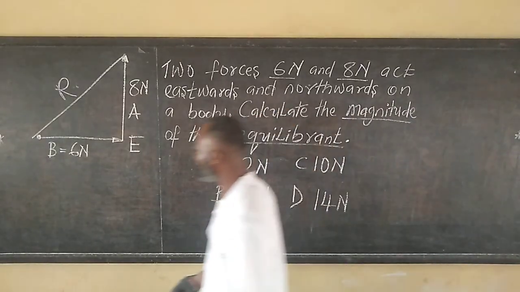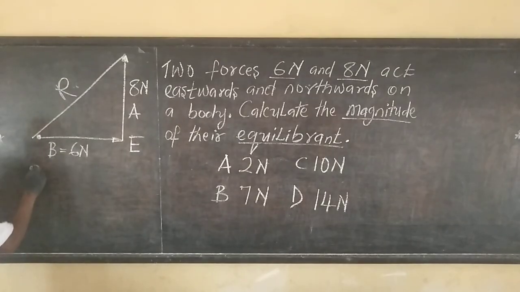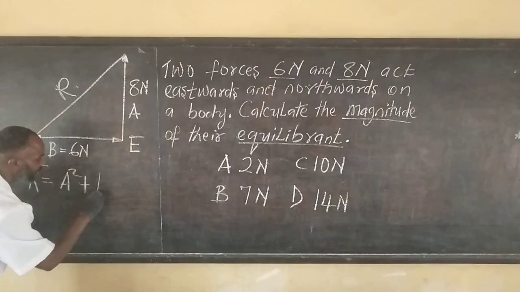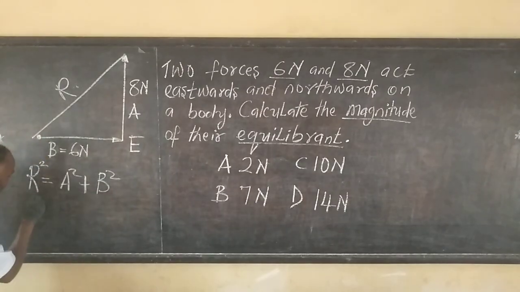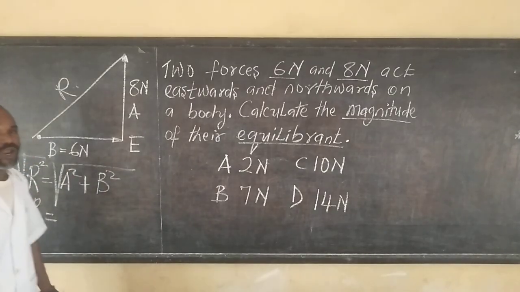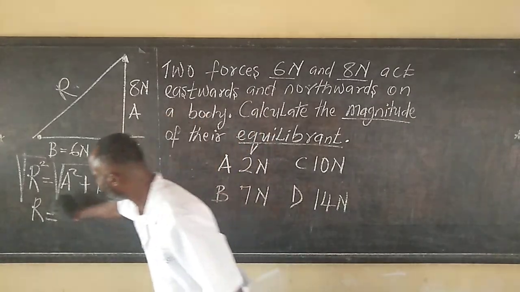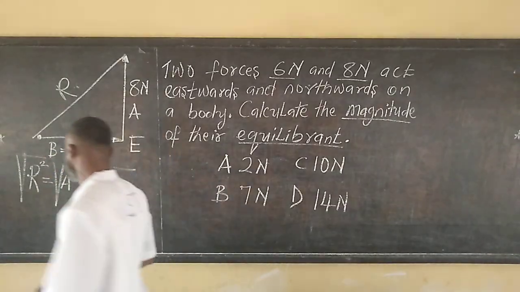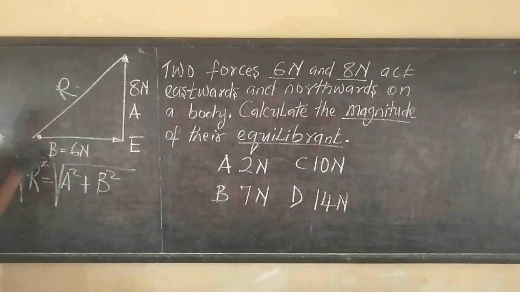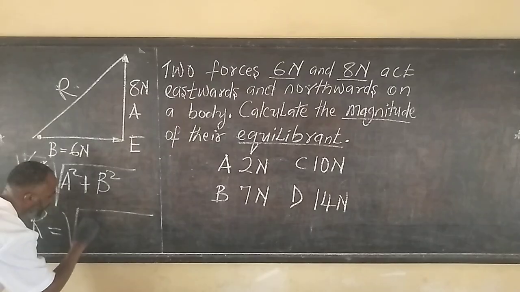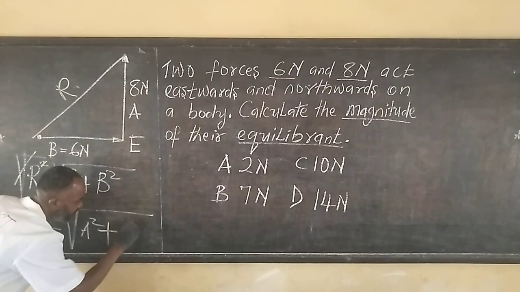Let's delve into this. The resultant force R can be found using Pythagoras theorem, which is given as A squared plus B squared. So R squared stands on its own. By the time we take the square root of both sides, this squared is taken care of, and we are left with R equals the square root of A squared plus B squared.